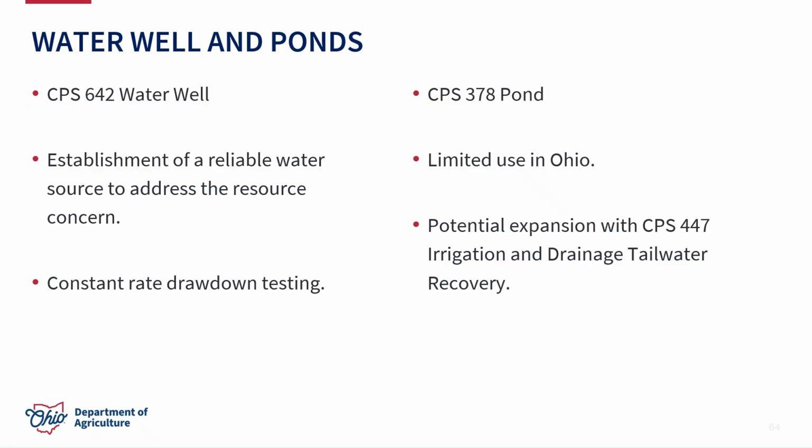And while we have limited use in Ohio, where we're really not designing many ponds, Conservation Practice Standard 378 pond could be utilized to develop a water source for surface water. And there may be some expansion when using this standard under the newly adopted standard 447 irrigation and drainage tailwater recovery.